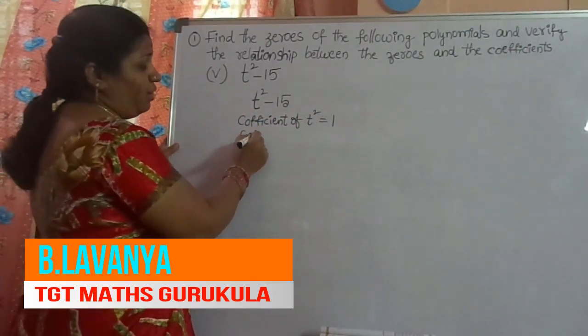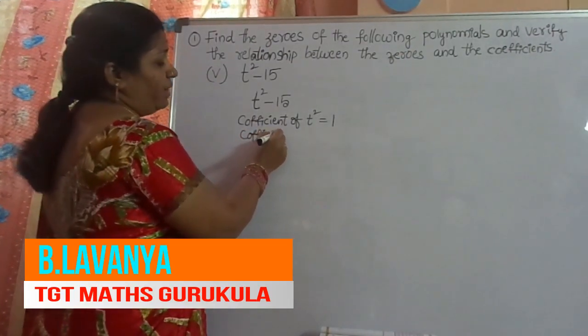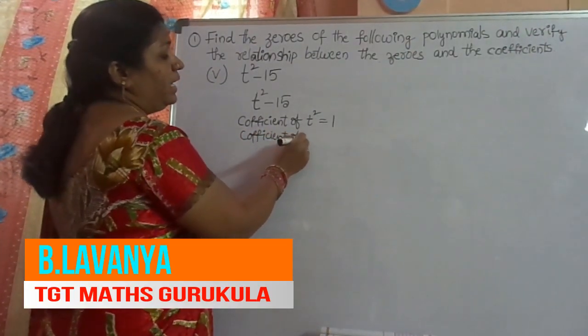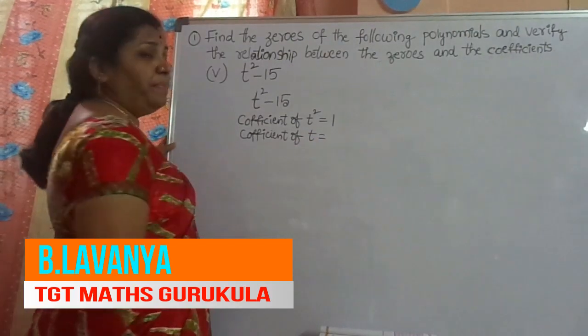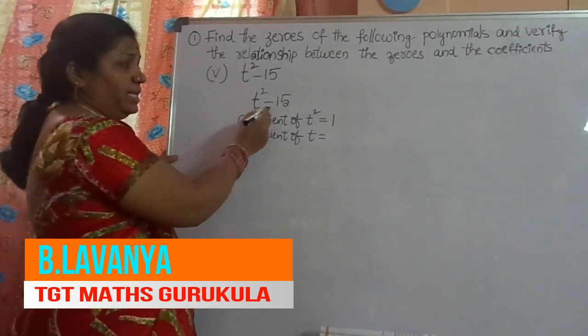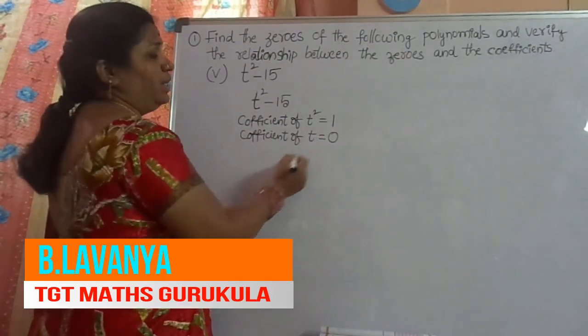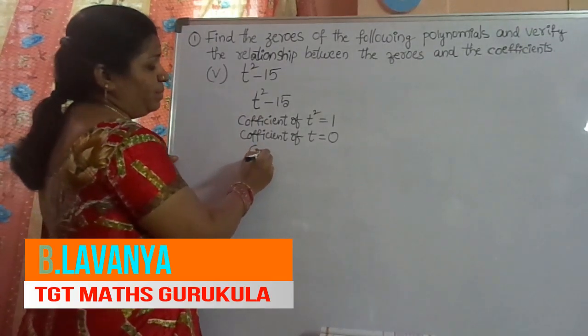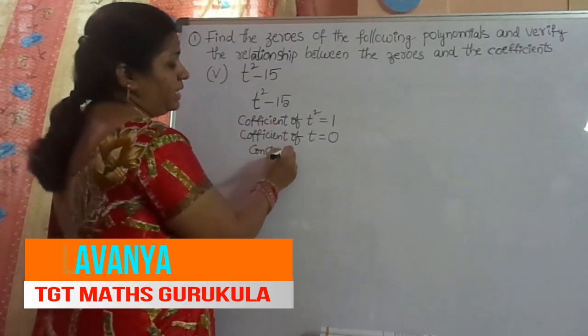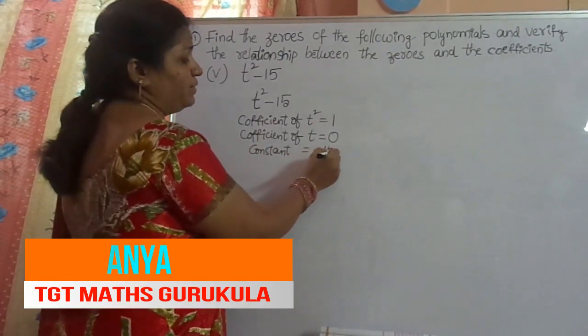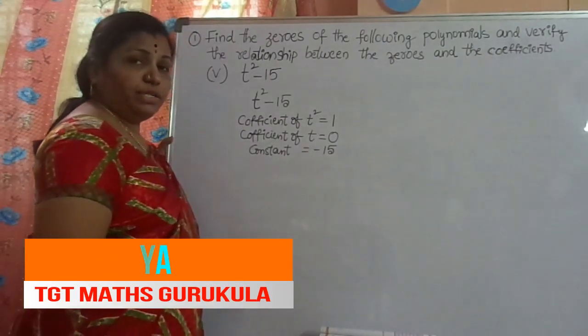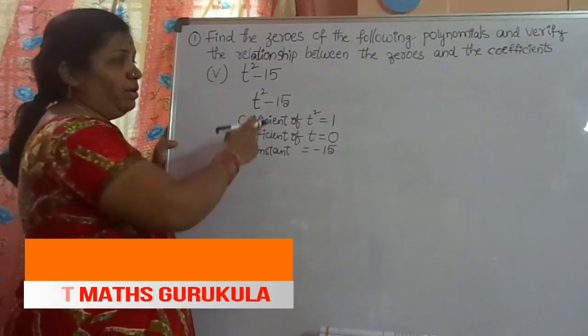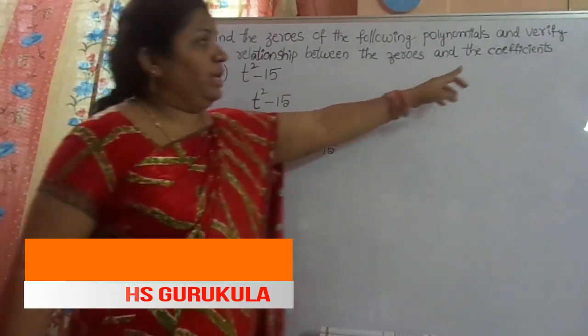Next, the coefficient of t is not given. Here we are not seeing the t term, so the value is 0. Next, the constant term is equal to minus 15. We wrote the coefficients here.